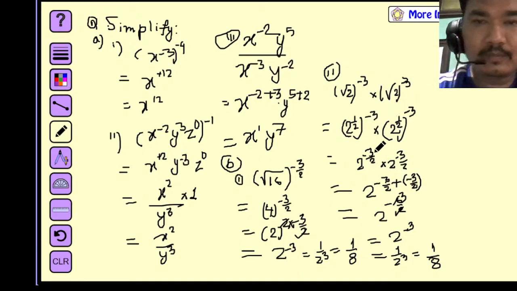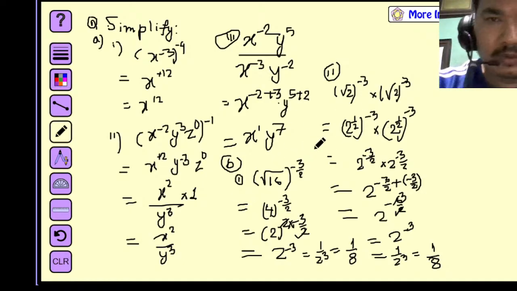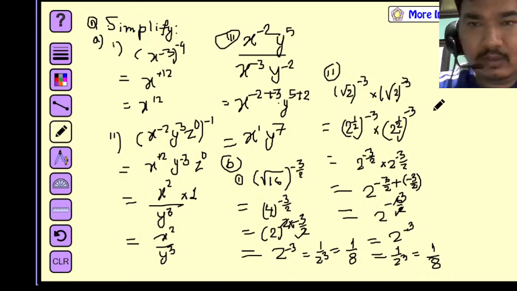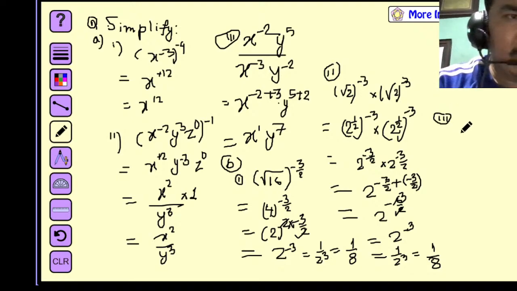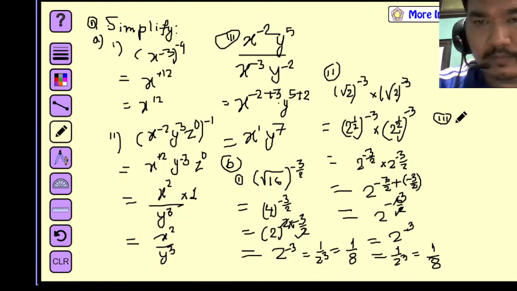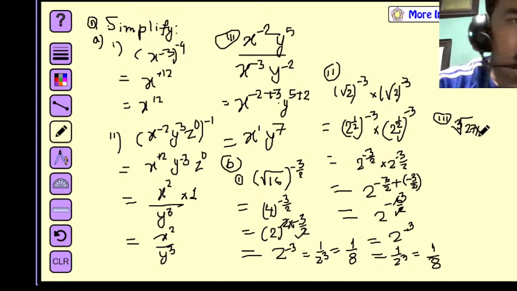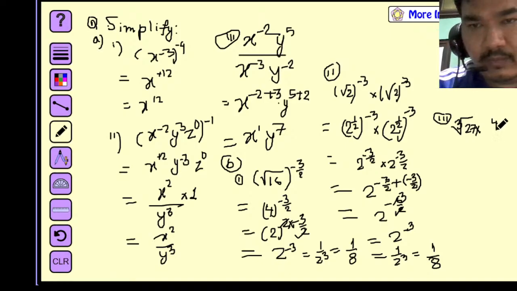Now see, children, I want to give this type of question, this third one. See here how to solve it in this case. Here the question is given: cubic root of 27 multiplied by 4th root of 81.